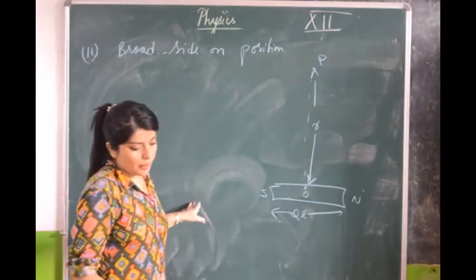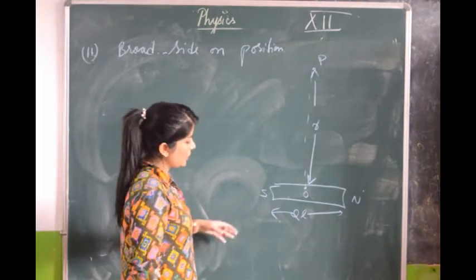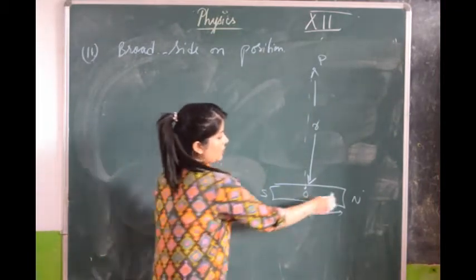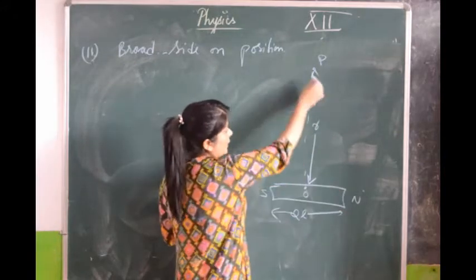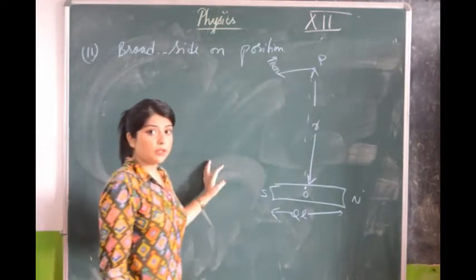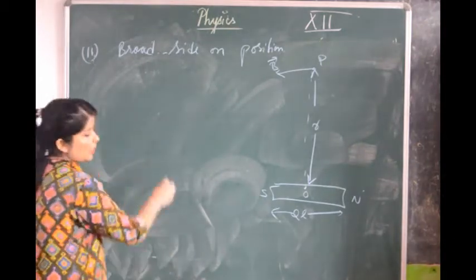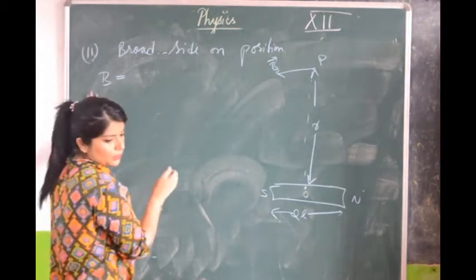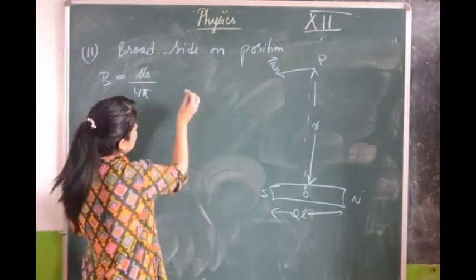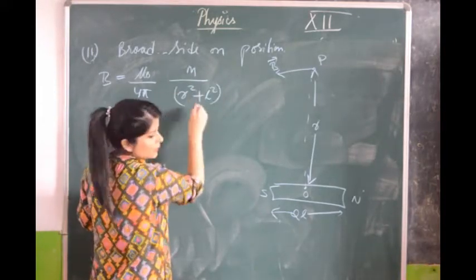Now first of all let us see the direction of the magnetic field. It is from north towards south, so it will be a ring-like magnetic field. At this point, it will point from north to south pole. Now the equation: B is equal to mu naught by 4 pi, M by (r square plus L square).